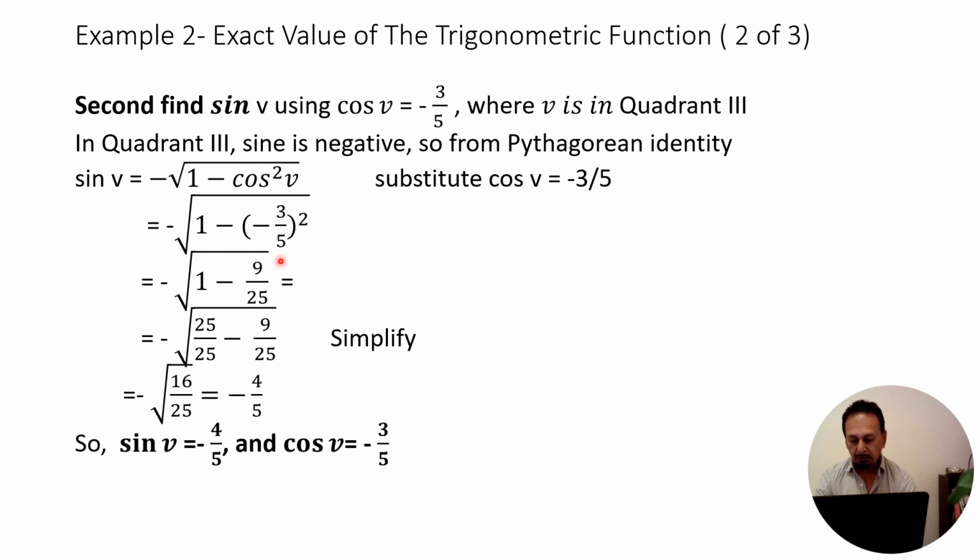Now 3 squared is 9 and 5 squared is 25. So in order to subtract, we have to rewrite 1 as 25 over 25. So now we have minus the square root of 25 over 25 minus 9 over 25. So we can subtract: 25 minus 9 is 16 over 25 under the square root, and minus. Now the square root of 16 is 4 and the square root of 25 is 5. So you have a negative 4/5. Sine v is negative 4/5, and cosine v was given as negative 3/5.